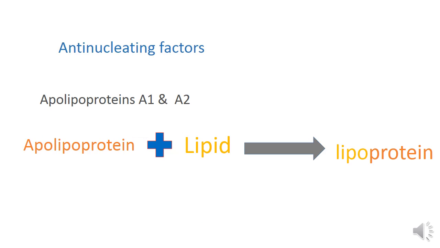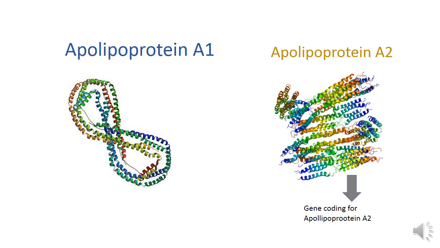Now antinucleating factors. Less is known about antinucleating factors as compared to pronucleating factors. One of the examples is apolipoproteins A1 and A2. Now what are these apolipoproteins? These are actually proteins that bind to lipid to give lipoprotein. So apolipoprotein when combined with lipid gives lipoprotein. Now for visual satisfaction, this is apolipoprotein A1 and this is the gene coding for apolipoprotein A2.